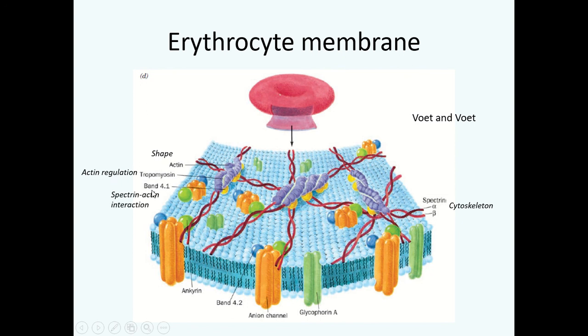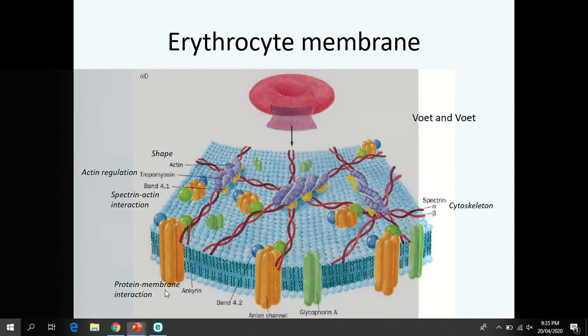This protein, the so-called band 4.1 protein, mediates interaction between spectrin and actin. Both actin and spectrin are cytoskeletal proteins, and they're important for regulating the shape of the cell. They're also important for the attachment of other types of proteins to the membrane by means of the cytoskeleton. This protein is ankyrin. The protein ankyrin is important for interaction between other proteins and the membrane.